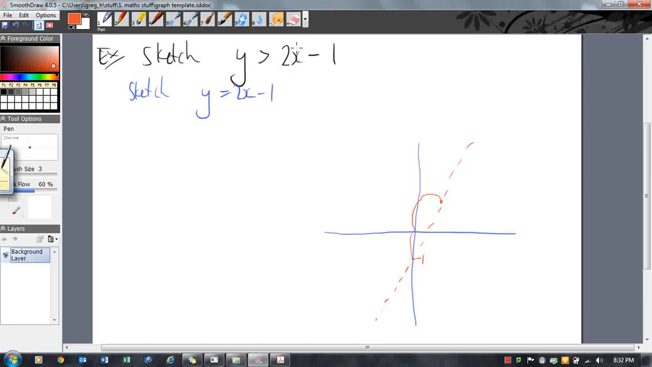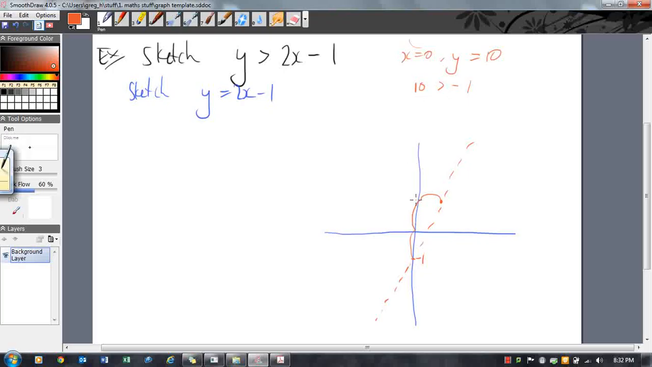Now, this inequality here has many solutions. Let me just try and think of one. Okay, let's say when x is equal to 0, y, so we've got -1. Let's say y is equal to 10. That is a solution to this inequality. This is saying that 10 is greater than 2 times 0 minus 1, so -1. 10 is greater than -1. Of course 10 is greater than -1.